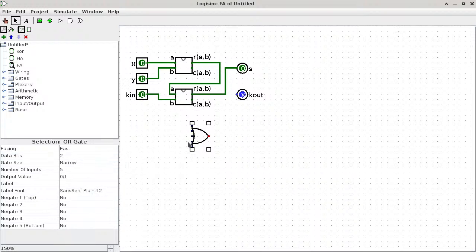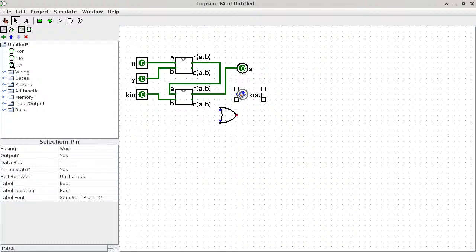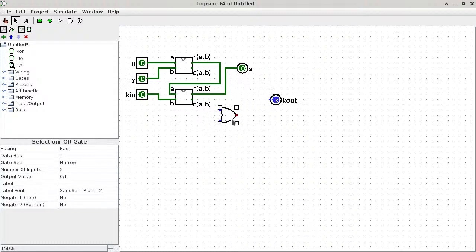And what did I do? Oh, I changed the data bits. Okay, that was stupid of me. There we go. Change that to 2. And okay, I'm going to move things around a little bit just so that it looks nicer. I mean, the other way would work too. It's just going to be wires flying all over the place.